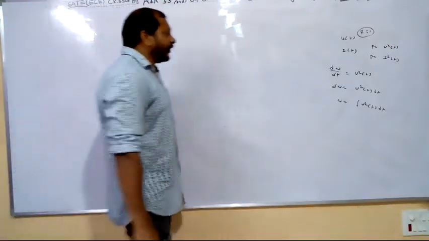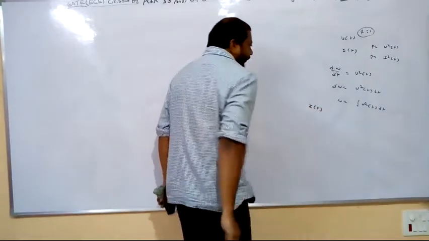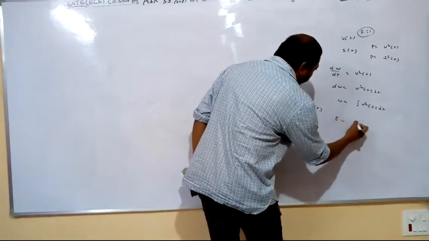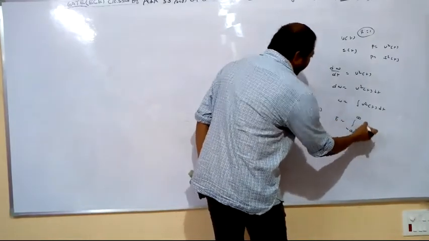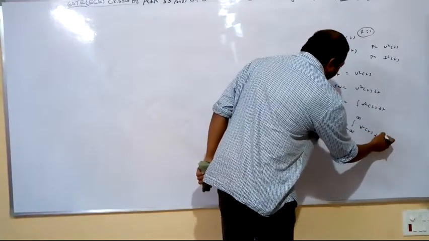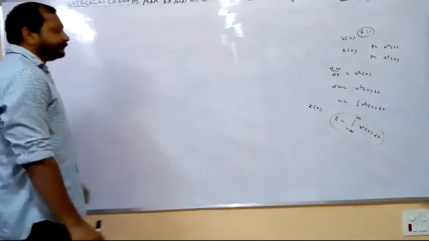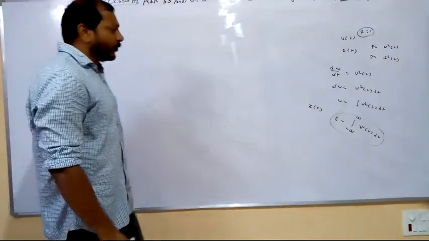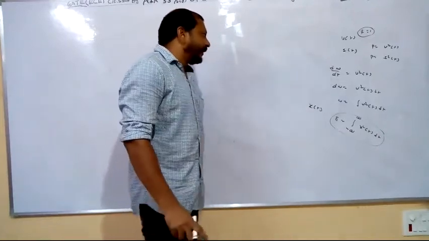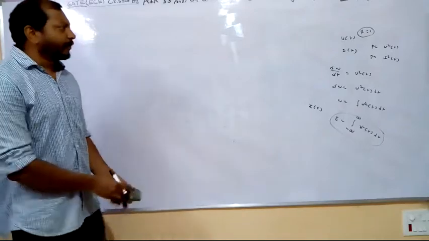So suppose we consider a signal x of t. The corresponding energy of the signal can be represented as the energy equal to the integration from minus infinity to infinity of x squared of t dt. This is the energy of the signal. Then what is the corresponding power of the signal? The power of the signal can be represented as dW by dt only. The energy upon time will give you the power of the signal.